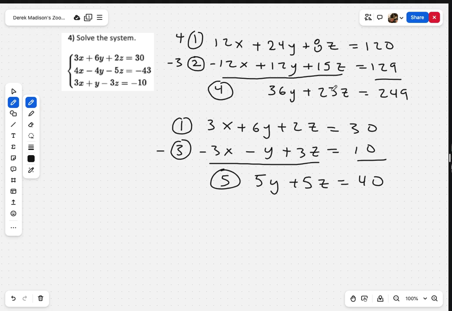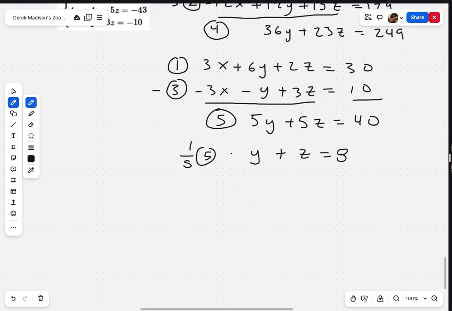So now looking at what I have to work with, these are pretty terrible. I got 5 and 36, or 5 and 23. There is one sneaky thing that I can do, which is simplify this equation a little bit. This wouldn't always work, but if you notice, everything is divisible by 5. So I'm going to multiply equation 5 by 1/5, and that will turn this into y, because 1/5 of 5 makes a 1, plus z equals 8, and that's going to be a lot easier to put with equation 4. So I'll roll up here a little bit.